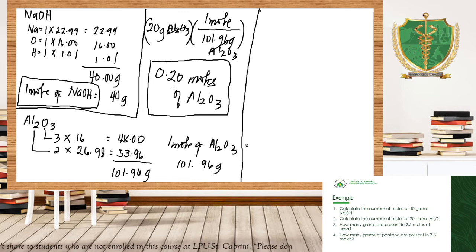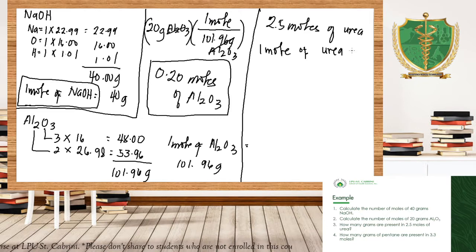Okay, so the next one is, how many grams are present in 2.5 moles of urea. So this time, we are given the number of moles, 2.5 moles of urea. So this time, we are going to look for the mass. So how are we going to compute for it? Take note again of the molar mass of urea. A while ago, we computed the molar mass of urea and we said that 1 mole of urea is equal to 60.1 grams, right? That's what we computed a while ago.